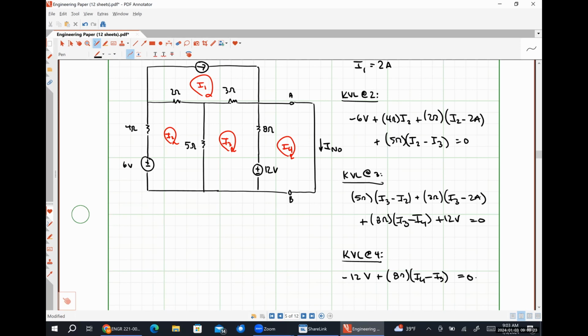All right, so in my first equation, which is my KVL at mesh 2 equation, my first variable is going to be I2. So my coefficient for I2 is going to be 4 plus 2 plus 5. My coefficient for I3 is going to be negative 5. My coefficient for I4 is 0. And then my constant term is going to be 6 plus 2 times 2.